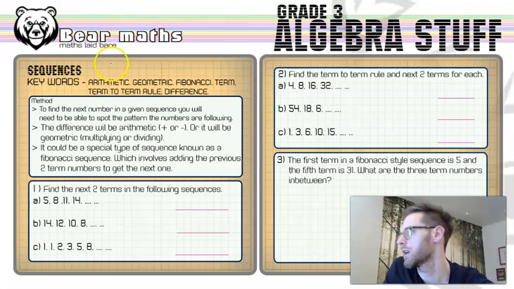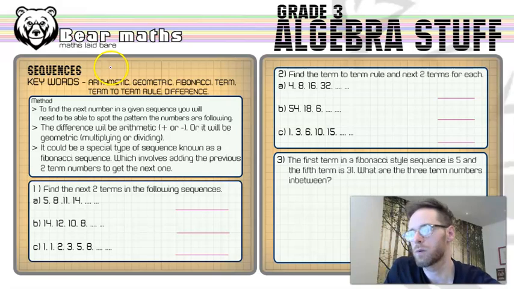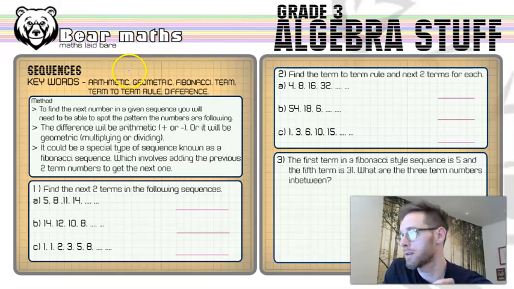Now, arithmetic is a type of sequence where you are adding or subtracting to get the next number. Geometric is another type of sequence where you are multiplying or dividing to get the next number. Fibonacci is another, special type of sequence where you are adding the previous two terms to get the next one. A term is just a number within the sequence. Term-to-term rule is how you get from one number to the next.